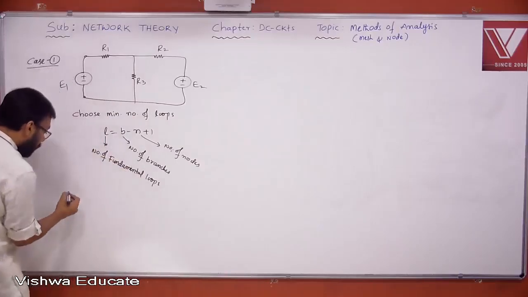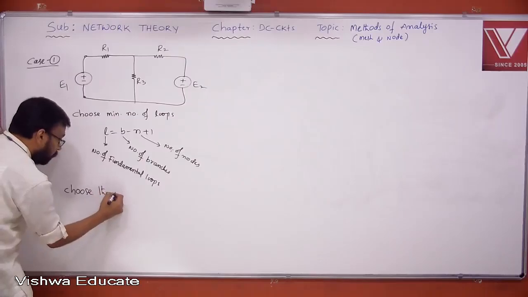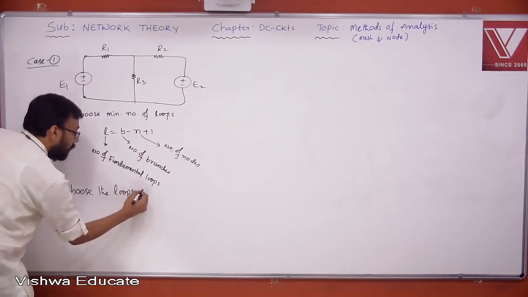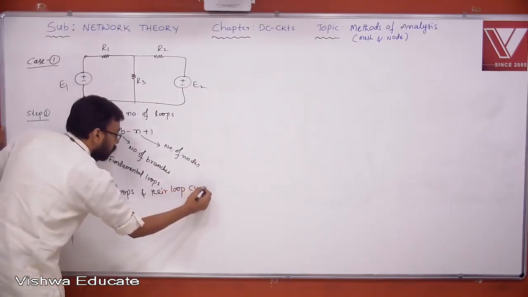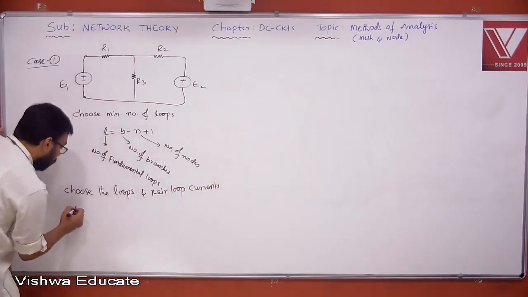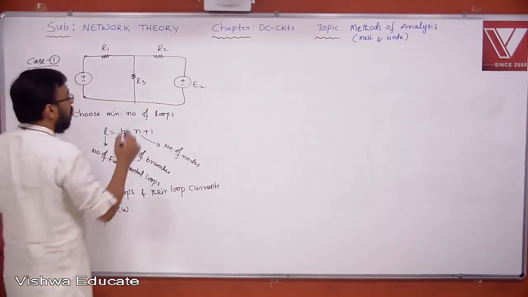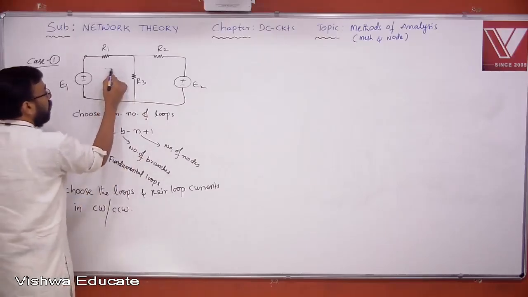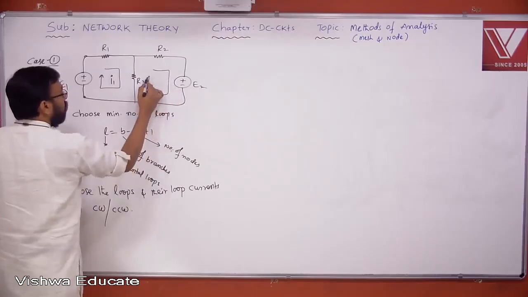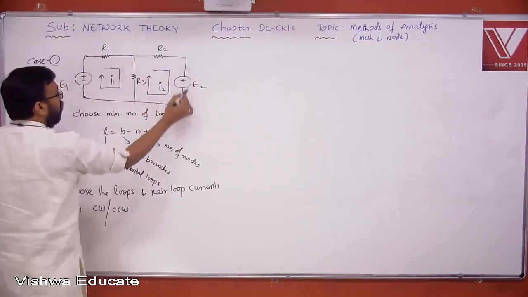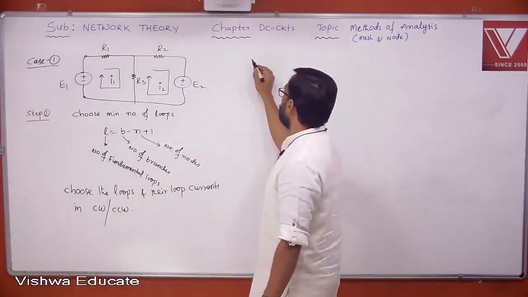That is why you also write down that choose the loops and their loop currents in either clockwise or counterclockwise direction. So for this particular one, I am choosing 1, 2. I am calling this 1, 2. This is 3, okay, but I am choosing 1 and both of them I am choosing what? Clockwise direction. Now, step 2.